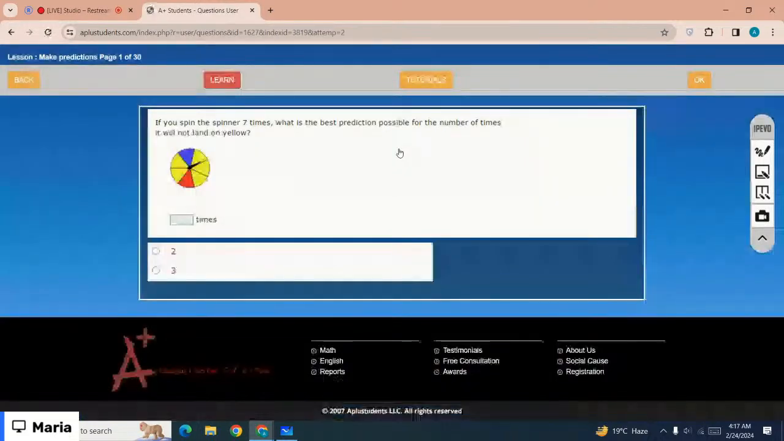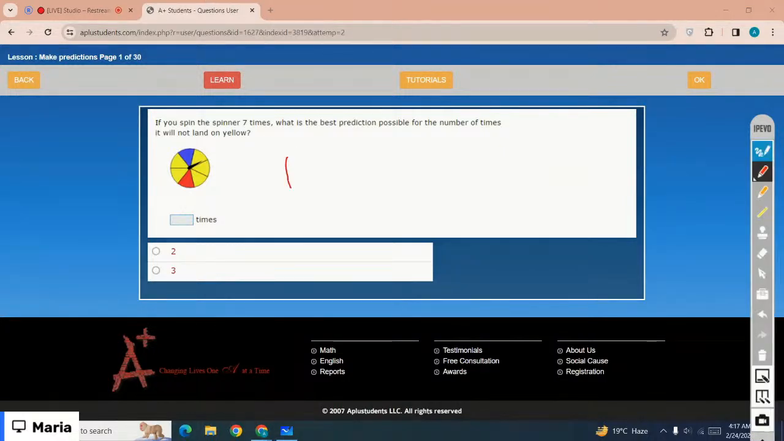If you spin the spinner 7 times, what is the best prediction possible for the number of times it will not land on yellow? So, not landing on yellow means it will land on either blue or red. So, the probability of not yellow is, you have only two portions that are not yellow, 1 2 3 4 5 6 7, so 2 out of 7.